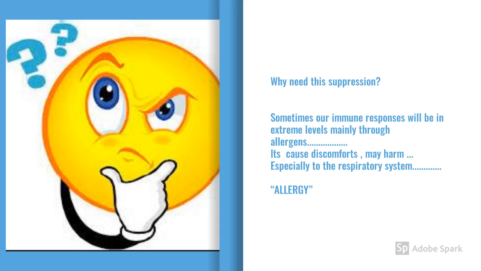Why do we need this suppression? Sometimes our immune response will be at an extreme level, mainly through allergens. Whenever allergens or antigens come into our body, it will lead to an extreme response. It causes discomfort. It may harm, especially the respiratory system.